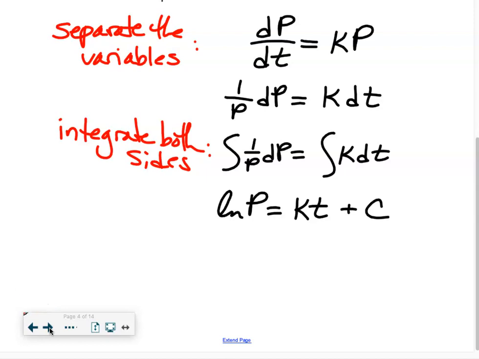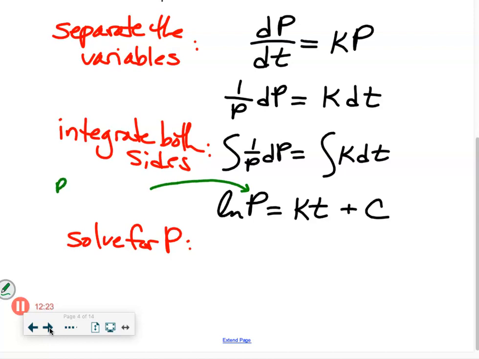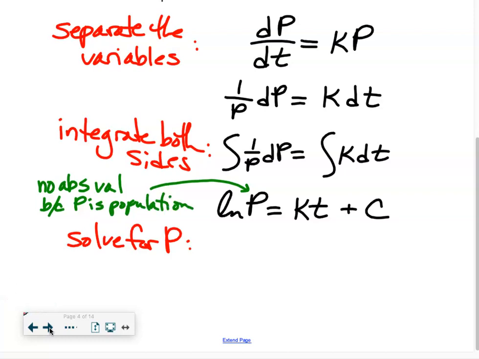All right, so the next thing we have to do is solve for p. Oh, and I'm going to put a little note here. Okay. No absolute value because p is population. Okay. All right. So I got to solve for p.